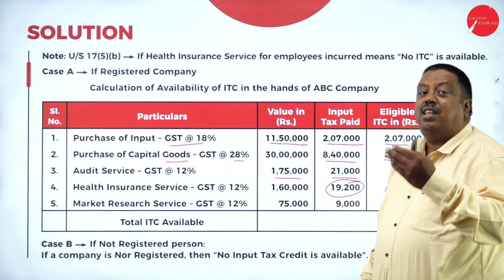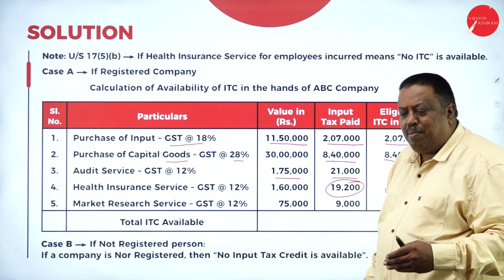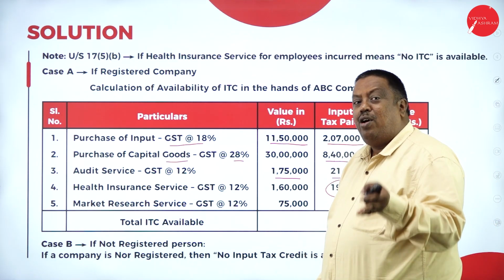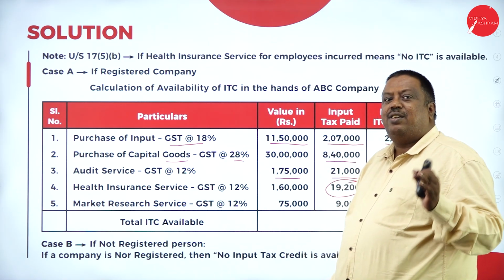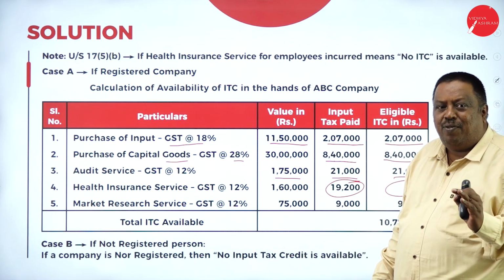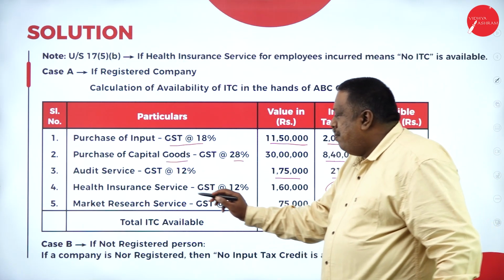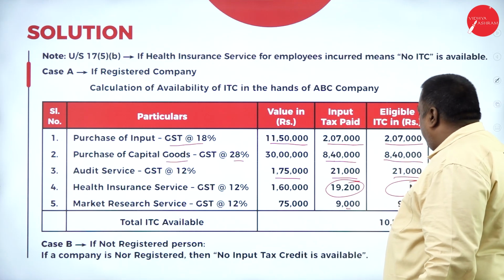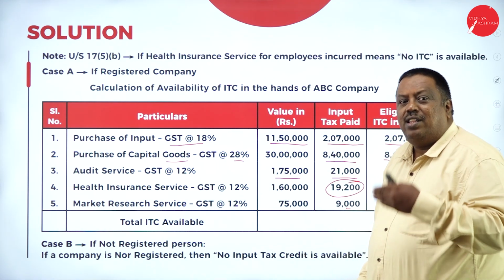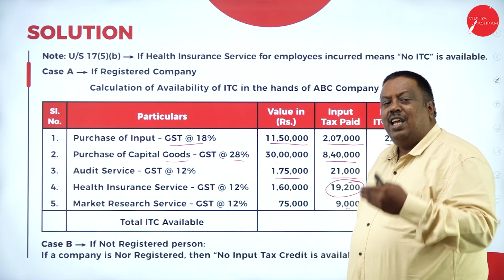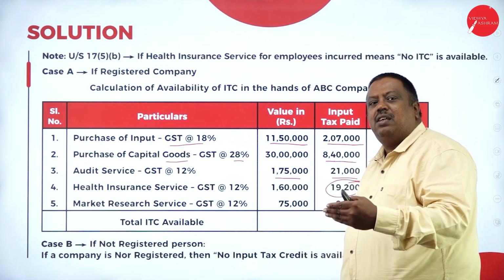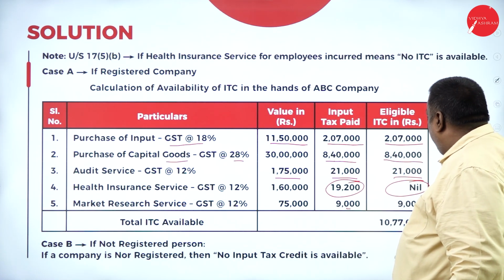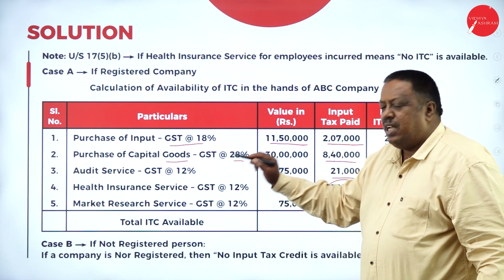Only if it is for further business, then ITC can be claimed here. If it is not for further business, only for the benefit of the employer or employee, that tax, whatever they paid, cannot be claimed for ITC. Market research service, 75,000, where I paid tax 9,000. This can be claimed because they have paid the tax for further business promotion or any other activities. For that, they'll get the benefit here.